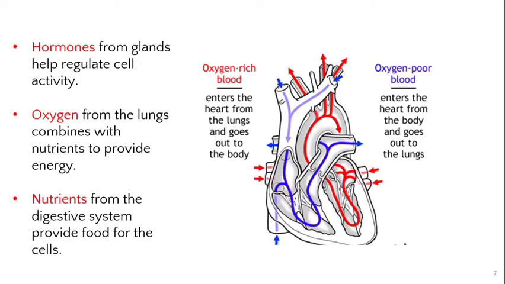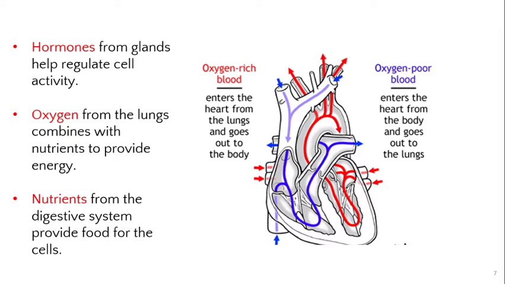The blood carries the hormones, oxygen, and nutrients throughout the body. The hormones from glands help regulate cell activity. The oxygen from the lungs combines with nutrients to provide energy, and the nutrients from the digestive system provide food for the cell. In the picture, we can see the oxygen-rich blood, which is portrayed by the red arrow. It enters the heart from the lungs and goes out to the body.